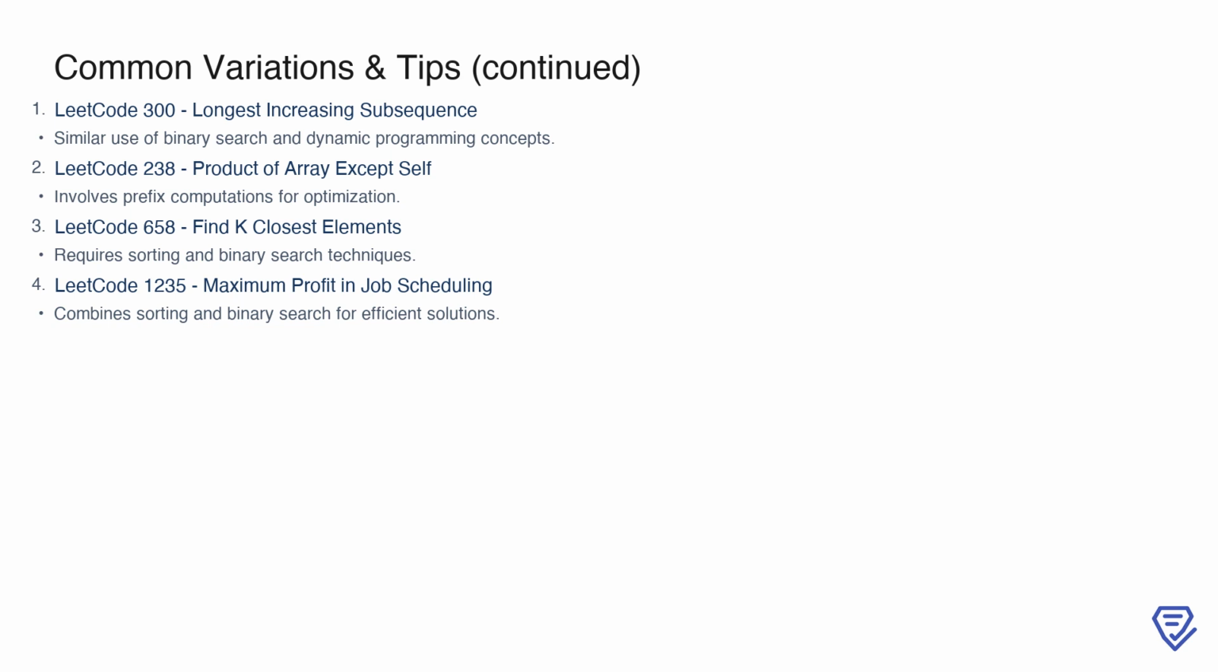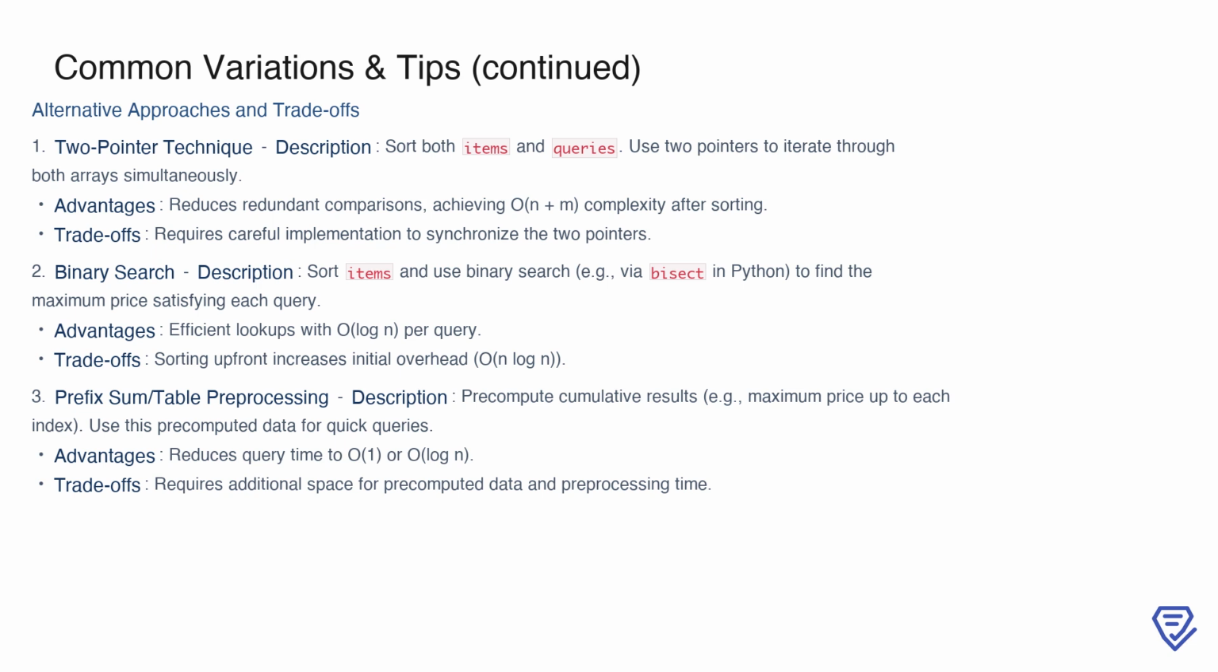Lastly, LeetCode 1235, Maximum Profit in Job Scheduling, integrates sorting and binary search to achieve efficient solutions. Reviewing these problems can help reinforce the patterns and techniques needed for this challenge. There are also alternative approaches and trade-offs to explore when tackling this problem.